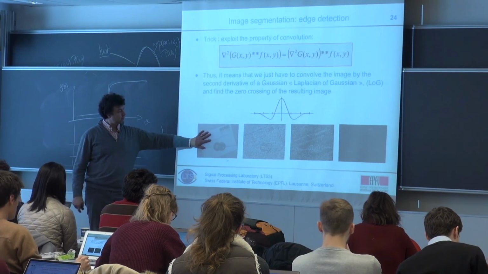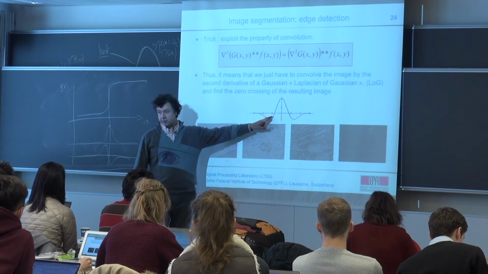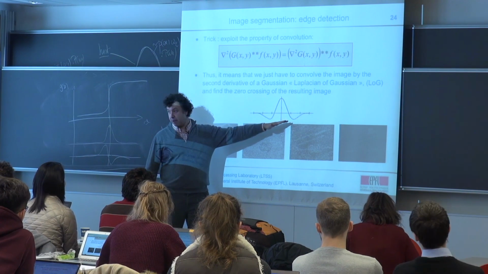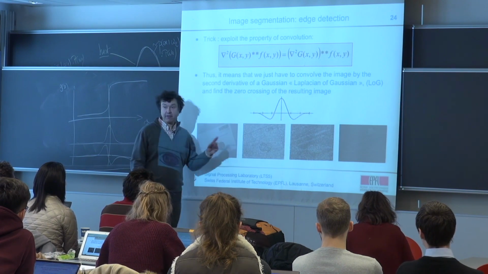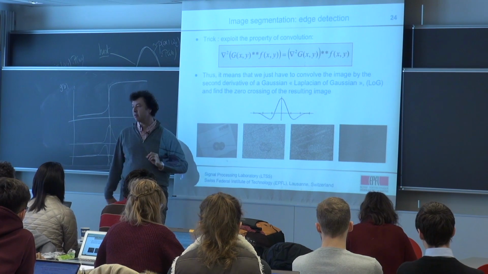This is an image, and I decide to convolve it by this filter, in 2D of course, with different sigma, so different width. And after that, I mark in white all the points that have a zero value or a very small value.